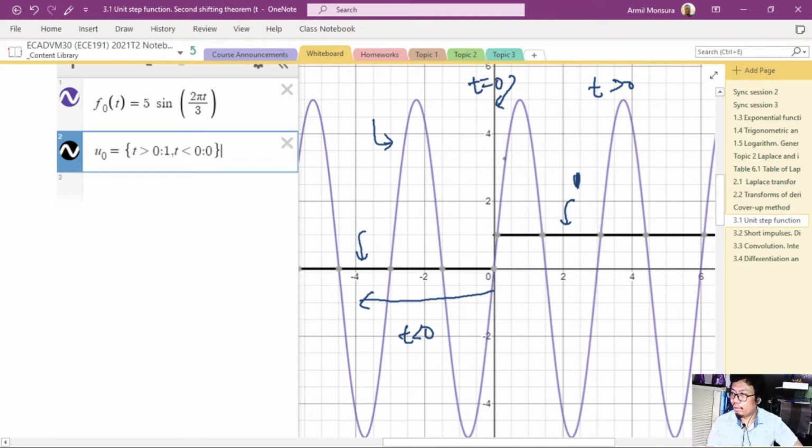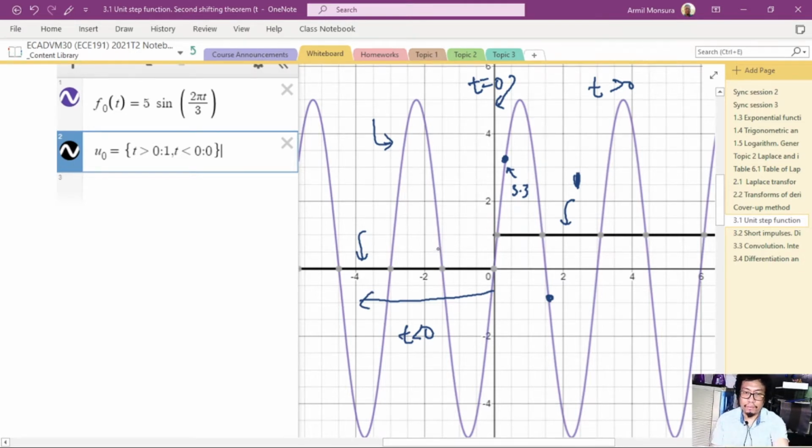Say, for example, if the value here is 3.3, you multiply it by 1, it's still 3.3. Or say, for example, this is negative 0.9. If you multiply negative 0.9 by 1, that's still negative 0.9. So what happens is that on the left side, your signal vanishes, while on the right side, your signal is retained.